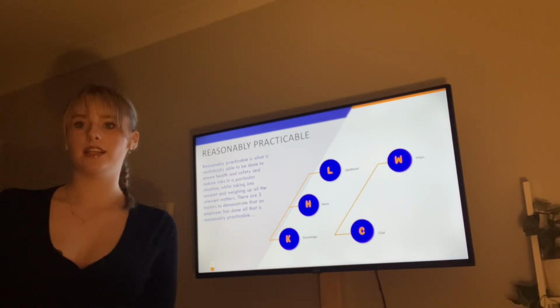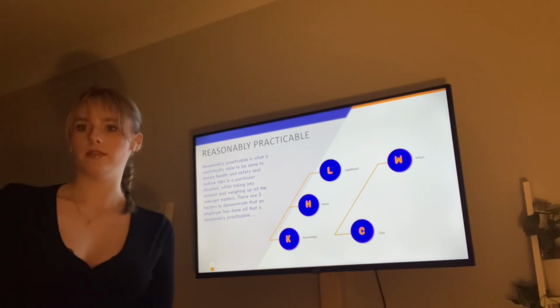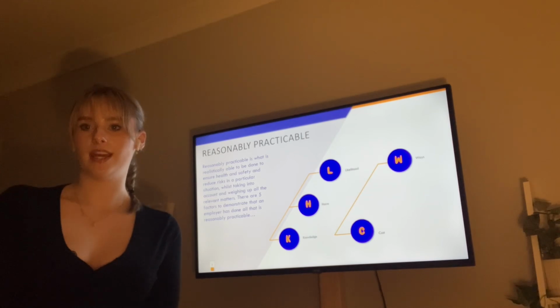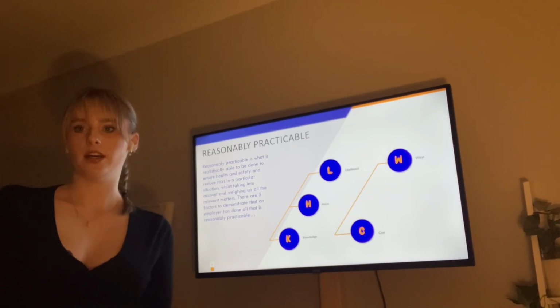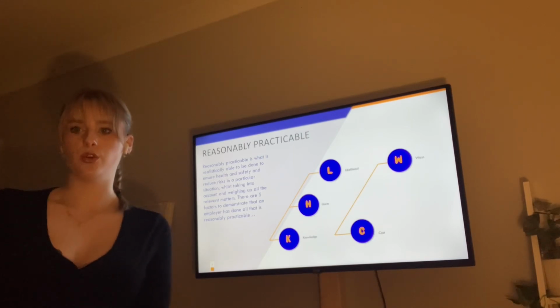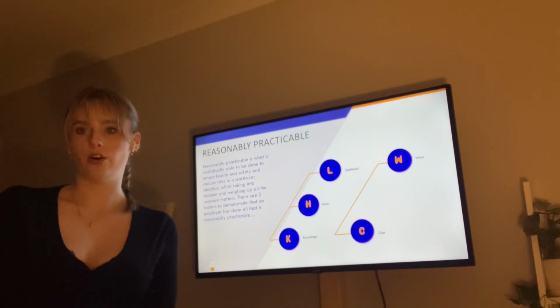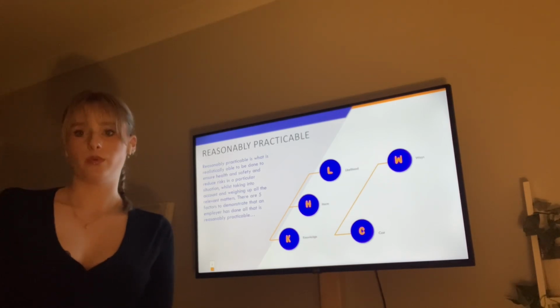The third factor is what the person concerned knows about the hazard or risk and ways of eliminating or minimising the risk. The fourth factor is the availability and suitability of ways to eliminate or minimise the risk. And the fifth is the cost associated with the available ways of eliminating or minimising the risk, including whether the cost is grossly disproportionate to the risk. An example of that one is you wouldn't spend $1 million on replacing all paper envelopes with new ones that eliminate or limit paper cuts, as the risk is not great.